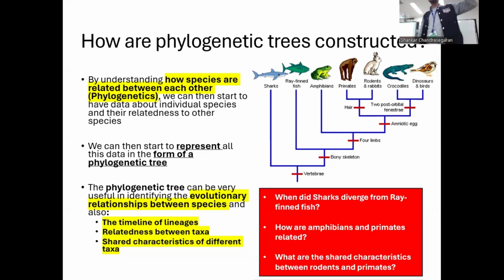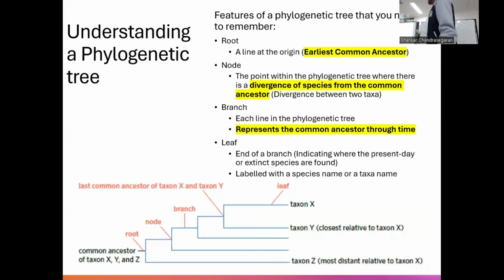Okay, so homologous traits can allow us to better understand the relatedness of different species, and that will actually come in handy when we are trying to construct our own phylogenetic tree. So we're going to look at that as well. But before we get into that, let's try to understand what are the different characteristics of a phylogenetic tree.